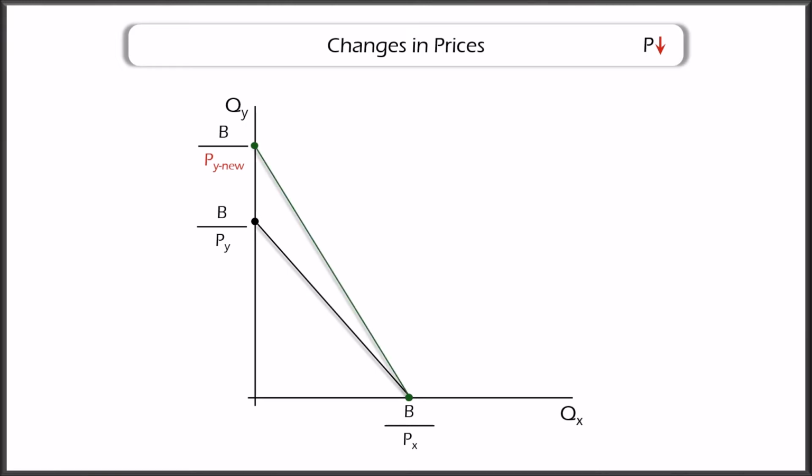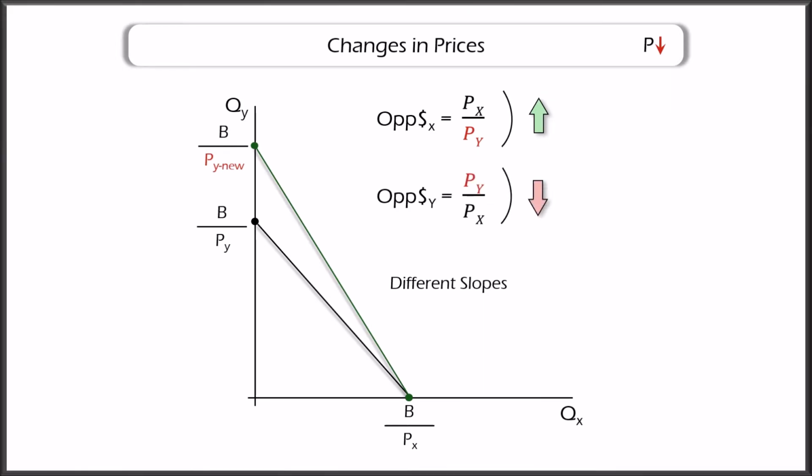Linking the two shows the new CPC. Note that the slope of the new CPC has changed this time. The opportunity cost of product X has increased, while the opportunity cost of product Y has decreased. In the case of a decrease in the price of a product, some combinations that were unattainable before are now attainable.